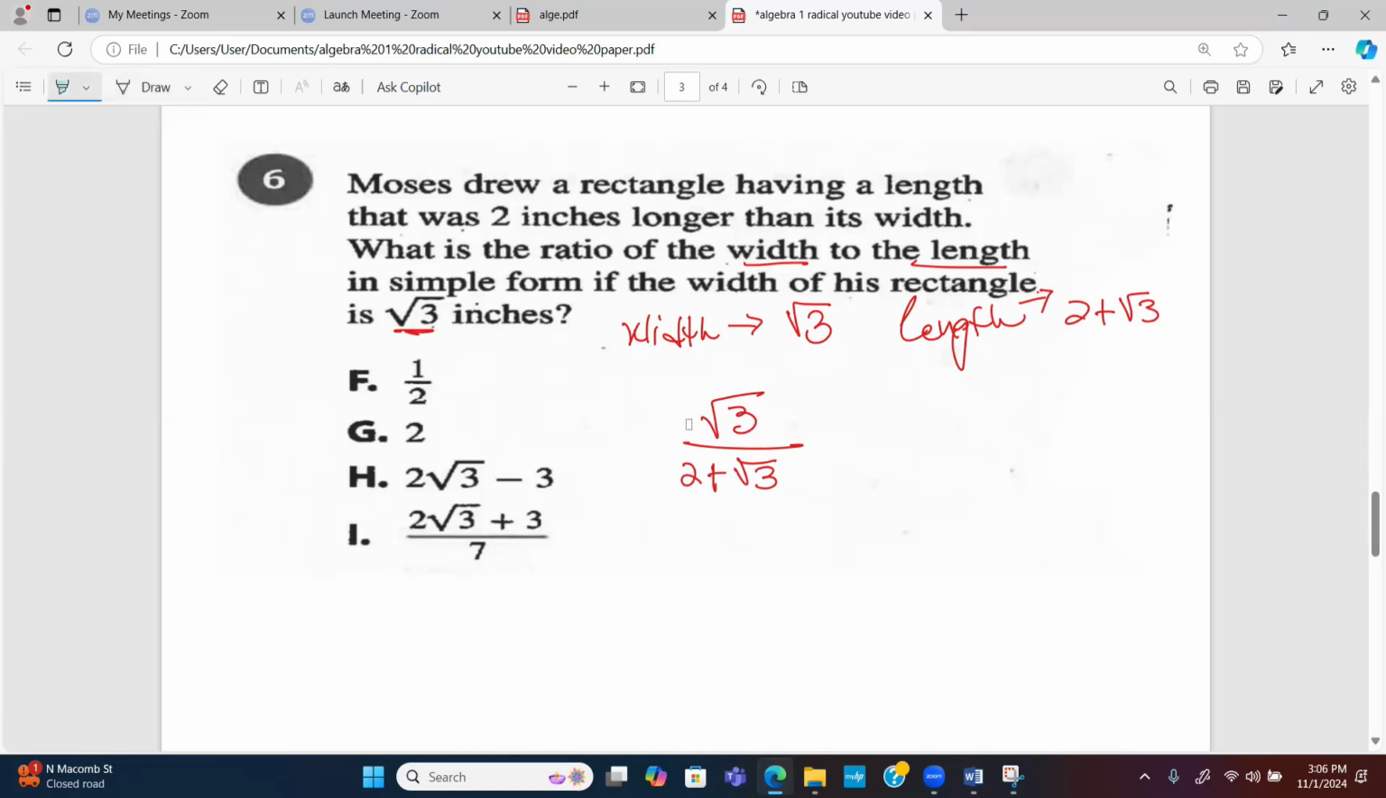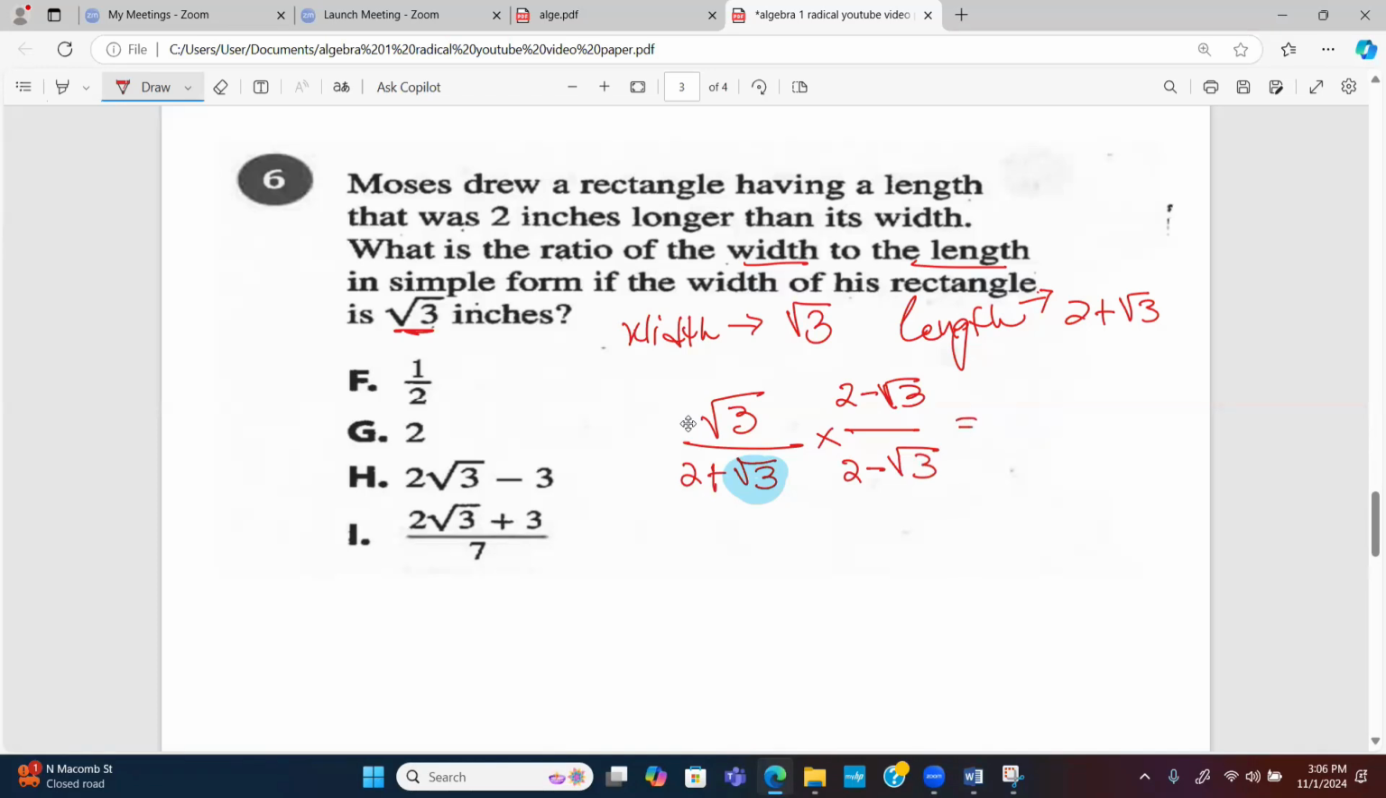Now, there's no answer to match that. Also, we're seeing a radical in the denominator. What this means is that I'm going to have to rationalize by the conjugate. I'm going to multiply the numerator and the denominator by the same thing, except I'm going to change the plus to a minus. So instead of 2 plus square root of 3, I'm going to have 2 minus the square root of 3 to multiply by my numerator, and the same thing, 2 minus the square root of 3 to multiply by my denominator.